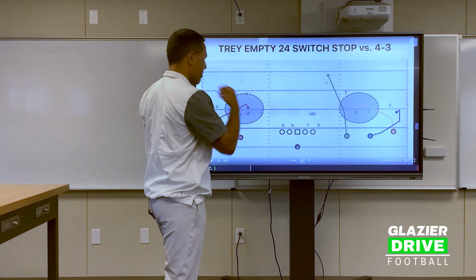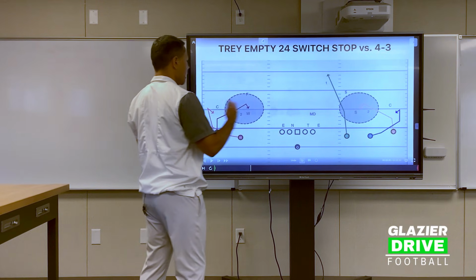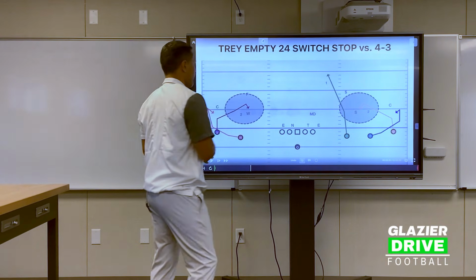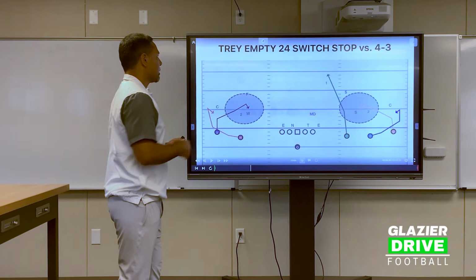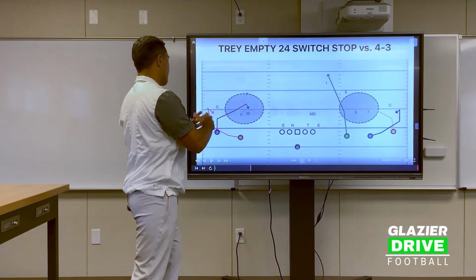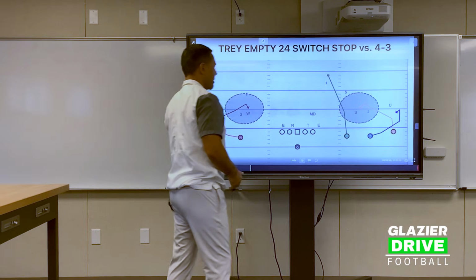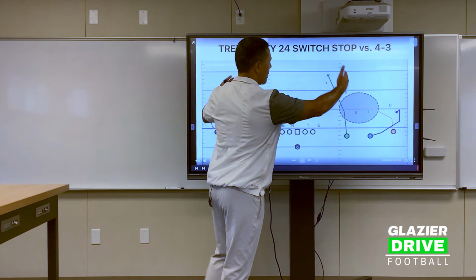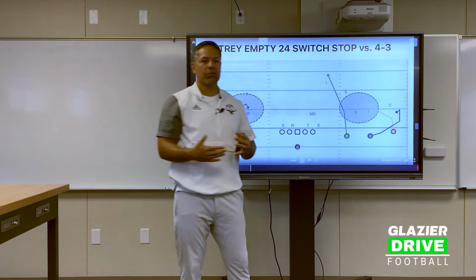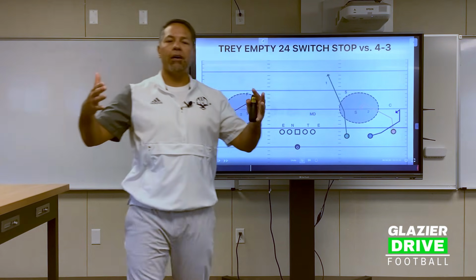On the other ends of it, okay, the other receivers in this particular play, what we call switch stop. The reason it's called switch is because the receivers are switching spots. And the reason it's called stop is because this X and that Y are running what we call dig routes, okay? They're going to push vertical 5 yards.